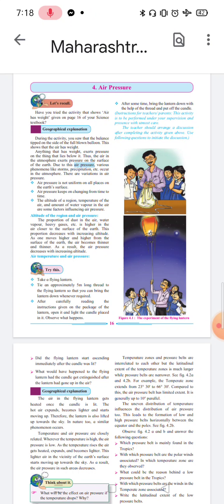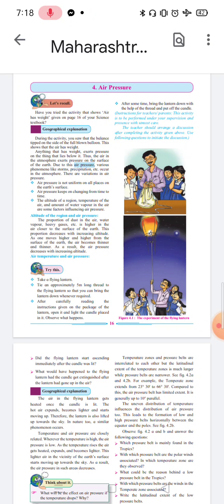So today we are going to start our 4th lesson, that is air pressure. During this activity you came to know air has weight. As air has weight, it exerts pressure. Thus, the air in the atmosphere exerts pressure on the surface of the earth. Air exerts pressure on the lower layer of the atmosphere and it is called air pressure.